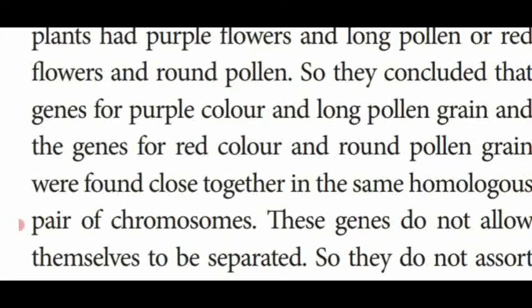In F2 we should get the ratio 1:1:1:1, but we are not getting the ratio in equal form, 25%, 25, 25, 25. Only the parental characters show the highest ratio compared with the recombinant ones. So Bateson and Punnett concluded that the genes or alleles present in the same chromosome and located closely together do not assort independently.